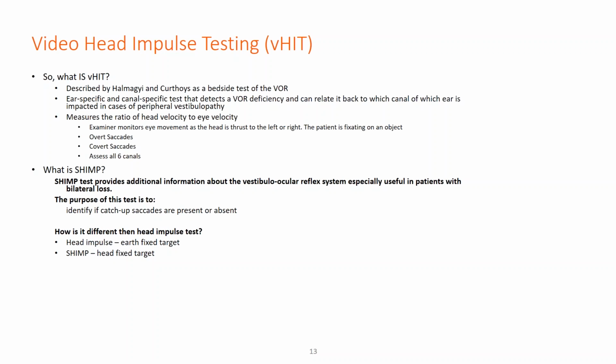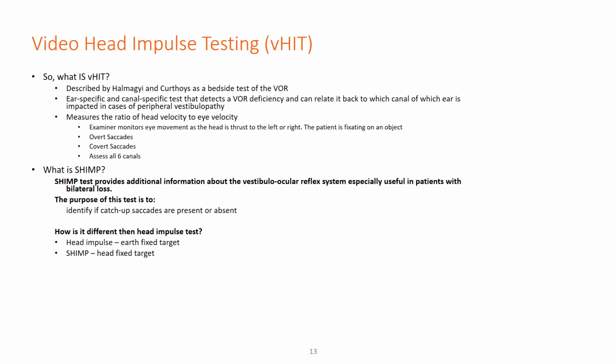Again, we're going to look at the ratio of eye velocity to head velocity as we move the head left, right, and on an off-axis plane, and we're going to see if we measure any of those saccades. And this whole time, the patient is fixating on an object. The SHIMP, or suppression head impulse paradigm, is something that we can do with our VHIT equipment. We were the first people to be able to offer that. It's offering more information about the VOR, but in a very complementary way. So you're going to look to see if catch-up saccades are present or absent, but you're going to do it in a slightly different way.